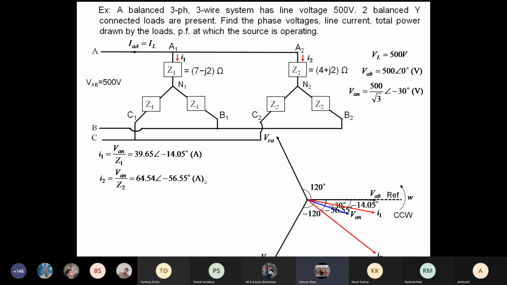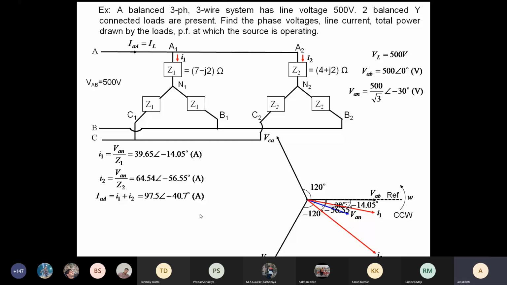Then you get IA, which is equal to I1 plus I2. The total line current, since there are only two loads, is both these loads added together. Phasor addition will give you the line current. Phasor-wise it will be somewhere in between I1 and I2, because the angle is minus 40 degree, with a magnitude of 97, bigger than I1, I2.